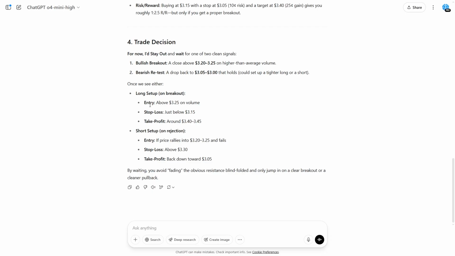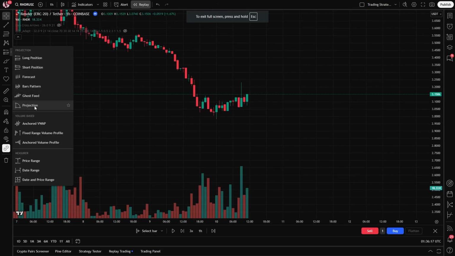So what it says here, okay, like the long entry. I'm going to do both of these. So the long entry on breakout is essentially above 325 on volume. But we do know that it was a short because, of course, it does get rejected. So it says if price rallies into 325 and fails, put your stop loss at 330 and put your take profit at 305. So let's get the short icon out here.